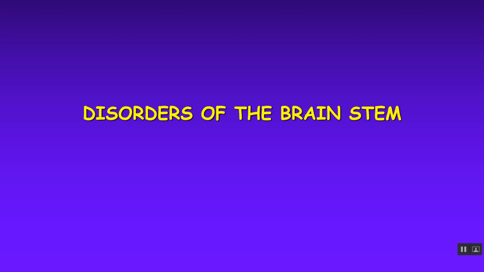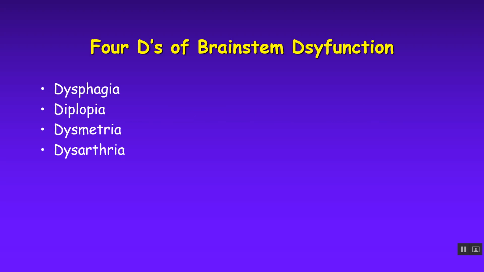Let's get through a couple disorders of the brainstem. We may not get through all of them, but in general, when you have some type of disorder or lesion in the brainstem, tumor, stroke, whatever, you will likely have at least one of the 4Ds. Not 100% of the time, but most of the time.